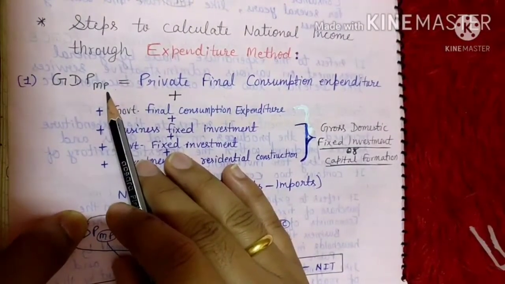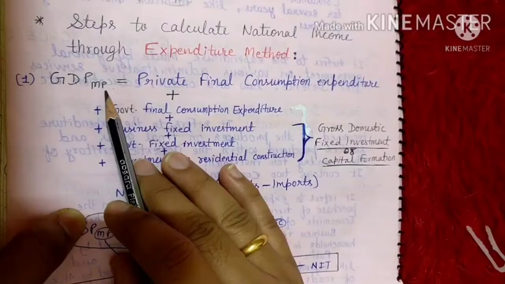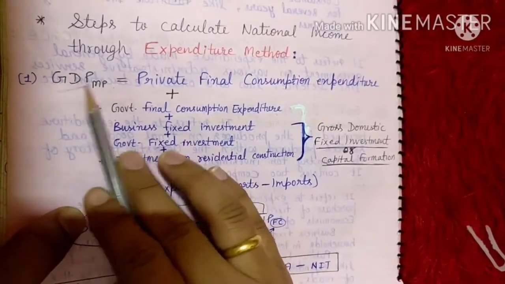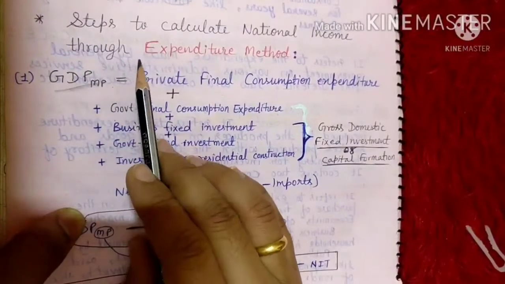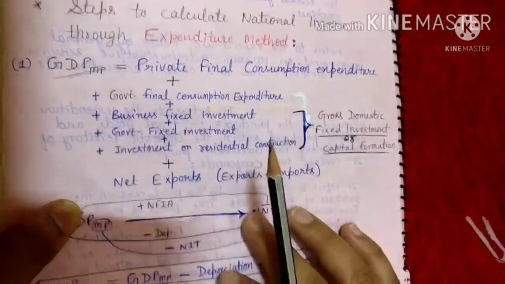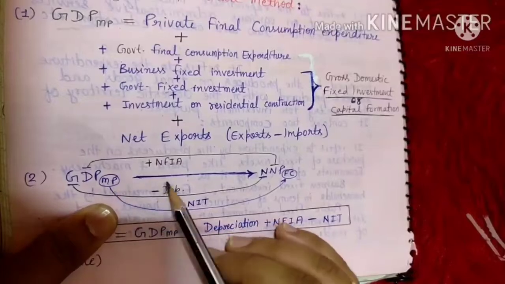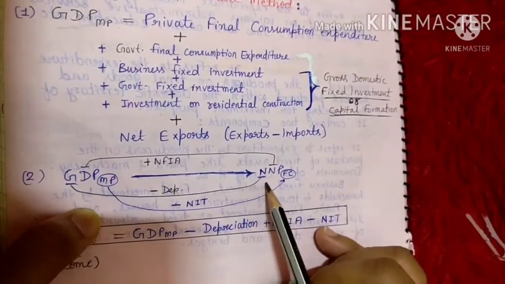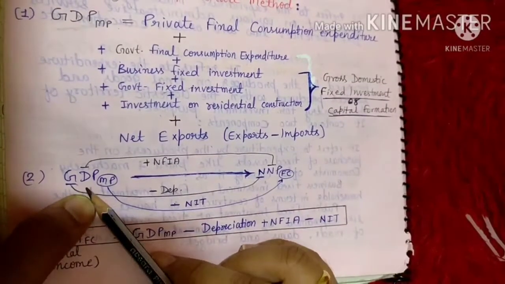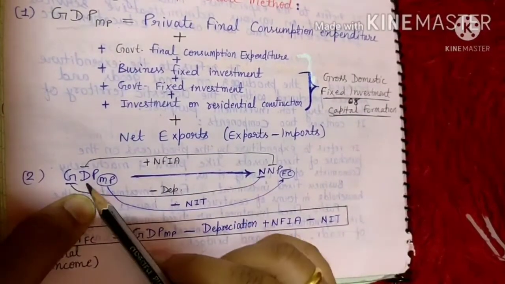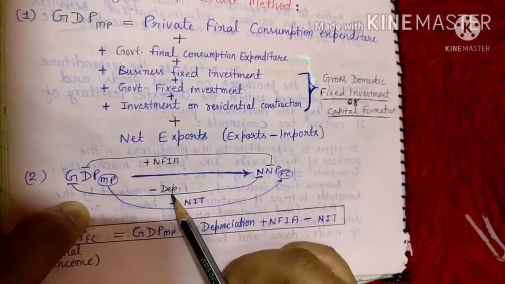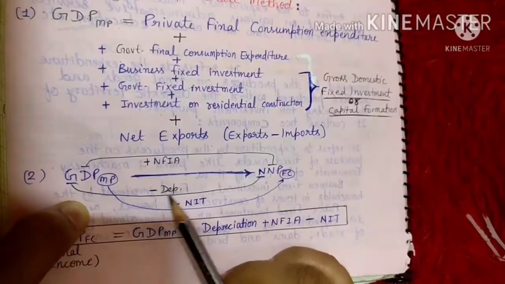But as I told you, we have to find out national income, and national income is NNP at FC. So we have to convert this into NNP at FC, and this conversion we have already learned. As you can see, we are converting GDP at MP into NNP at FC. First is G, and we have to find out N. So gross is there, we have to find out net. In order to convert gross to net, we have to subtract depreciation.